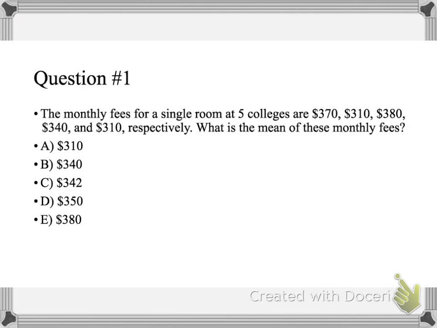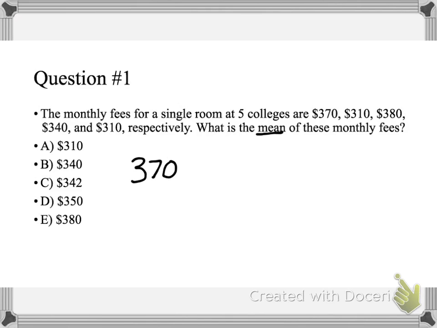The first question we're going to look at says the monthly fees for a single room at 5 colleges are $370, $310, $380, $340, and $310 respectively. What is the mean of these monthly fees? So again, if we're talking about mean, it means that we're looking at the average value. So we just need to add them up.